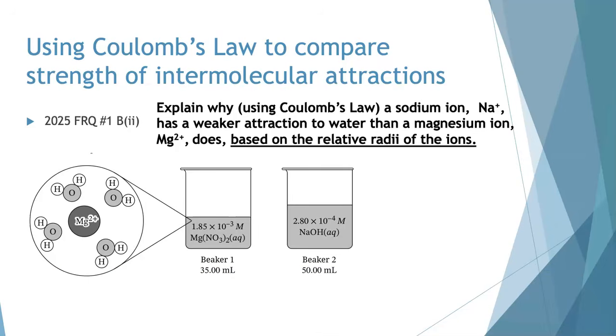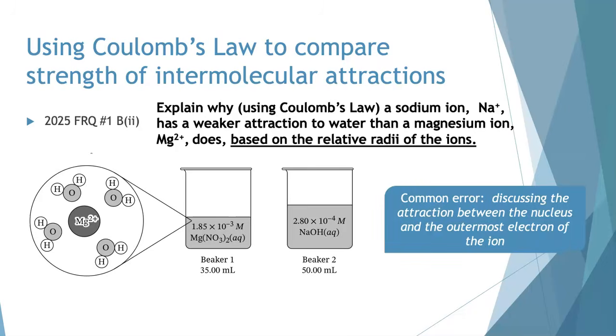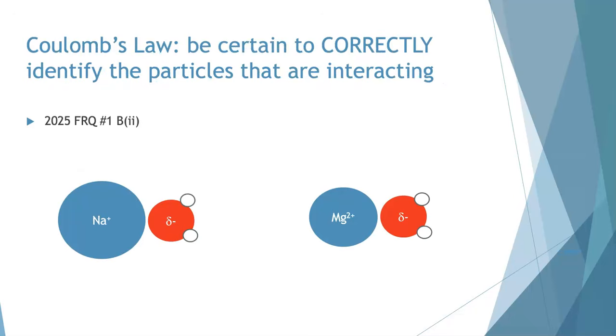Then we had to talk about the relative radii of the ions, and this was a very tricky question for a lot of students. The common error that we saw was discussing the attraction between the nucleus and the outermost electron of the cation. And that's actually not what this question is about. Any time you are using Coulomb's law, you need to specify which particles are interacting. And in this question, it's a cation with water.